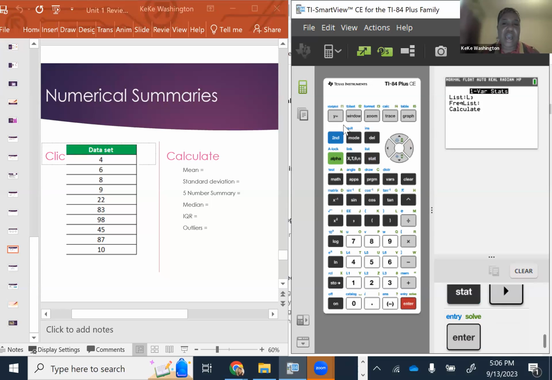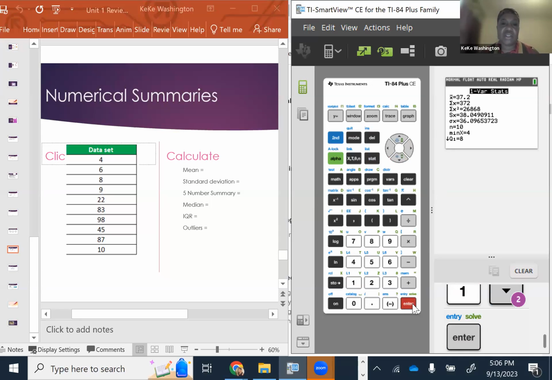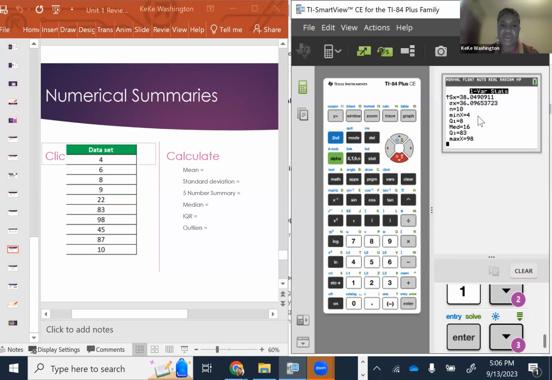Once again, where is your data? Again, my data was in L1. And then let's calculate. Whether you have an 83 or 84, these steps are very similar. In the 83, you won't see it listed in this manner, but you can just press enter and you get the same answers. So there's our mean, x bar, 37.2. Here's our standard deviation, Sx, 38.05. And if you scroll down, you get your 5-number summary, which includes your median, your Q1 and your Q3 that represents your IQR.